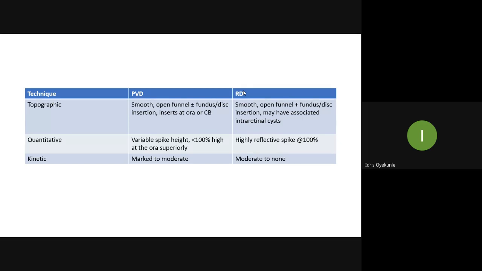And when you look at the quantitative echography, the spikes in PVD are moderate. They range from low reflective spikes to high reflective spikes, and they're always less than 100% reflectivity. Meanwhile, in retinal detachment, they have highly reflective spikes, that's 100%. And when you look at the kinetic echography, the PVD will demonstrate a very marked to moderate mobility. Meanwhile, in retinal detachments, you hardly see mobility, except if it's a fresh, acute RD, and then that's possible. So, moderate to none mobility.